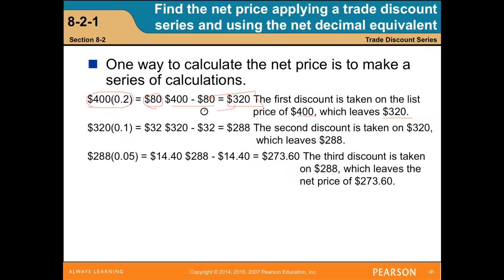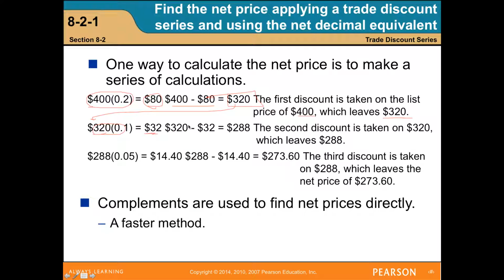So then we take that further. 320 and 10% of that is $32. So then we have here 320 minus the $32 is $288. The second discount is taken on 320, which leaves 288.